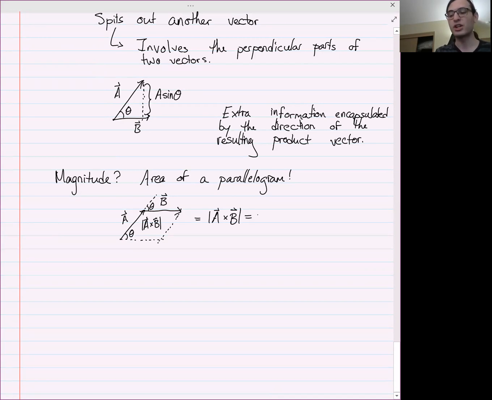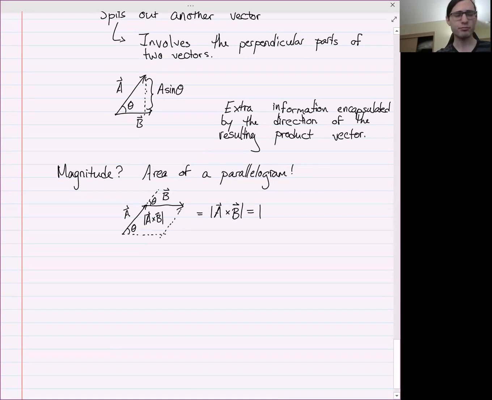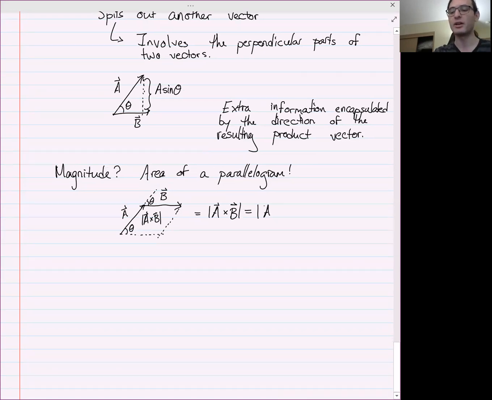And so you could actually go home, do your geometry homework, and check that this is equal to the magnitude of A, times the magnitude of B, times the sine of the angle theta. And so that is just how perpendicular A is to B times the length of B. So that tells us that the magnitude is basically the same as the dot product. How you compute the magnitude is basically the same. It's just instead of taking the parallel part, you take the perpendicular part instead. So that's why this becomes sine instead of cosine.